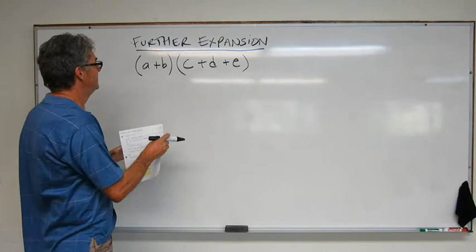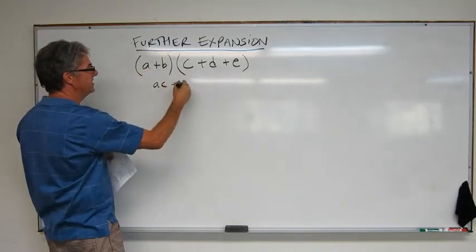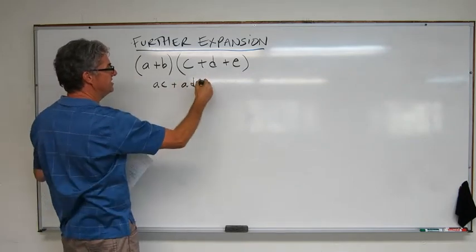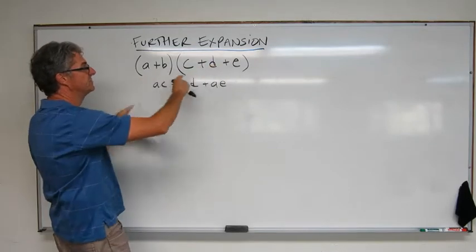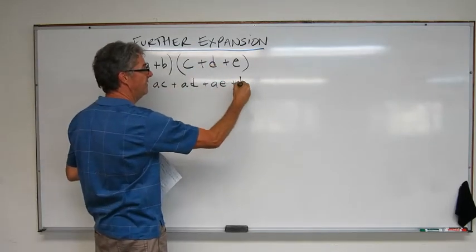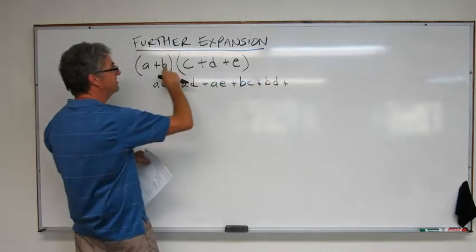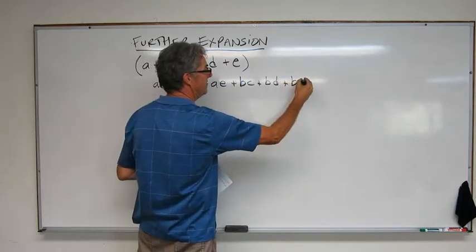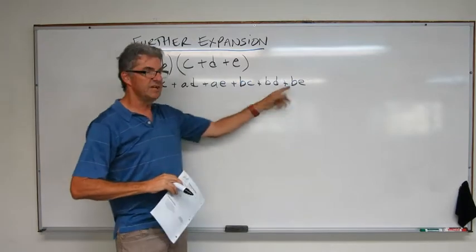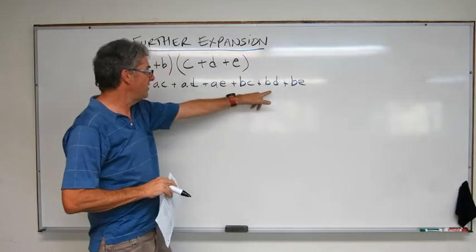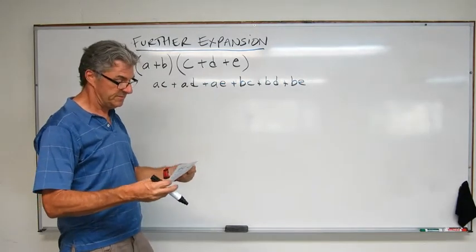So let's do that. A times C gives me AC, A times D gives me AD, and A times E gives me AE. Now I multiply my B times the three terms. So B times C plus BD plus BE. Now in this case, we're done. We can't combine any like terms because there aren't any. We didn't have any numbers or variables. We just have all of these little expressions. But that gives you the general process. Let's do it with some numbers.